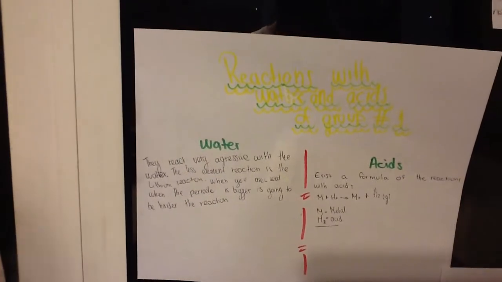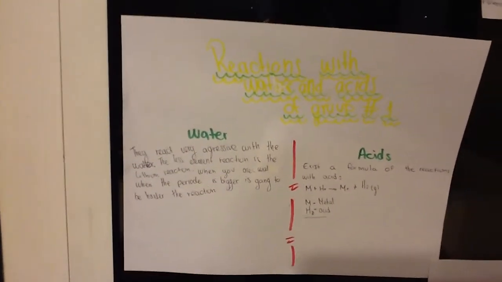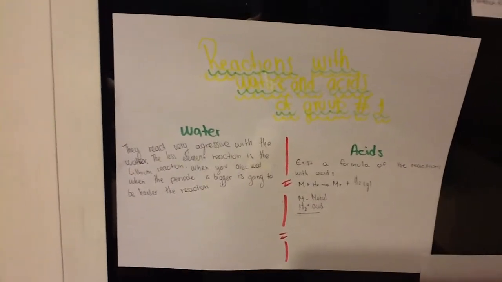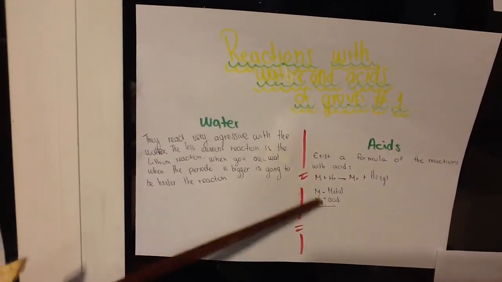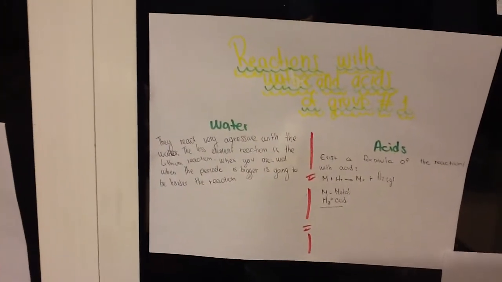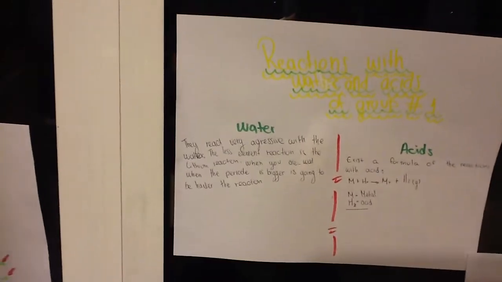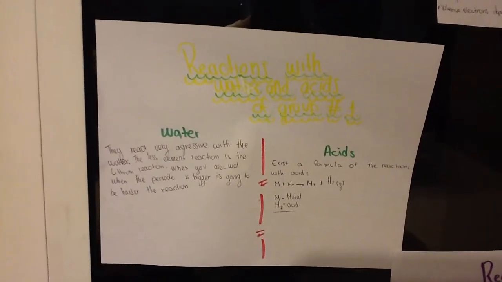Then we have the acids. We have a formula for the reaction of acid in group number 1. Here it is. The M is one metal, the number of the metal, and the H plus or the H2 is the acid.